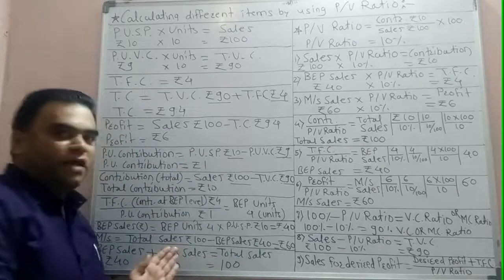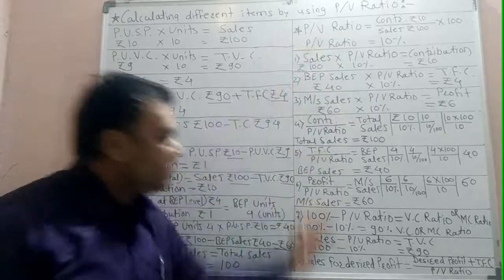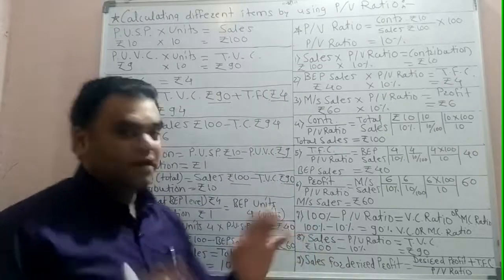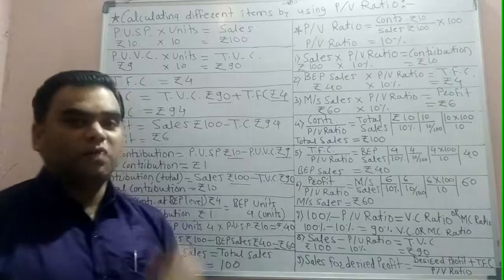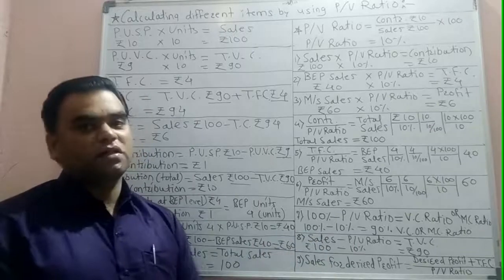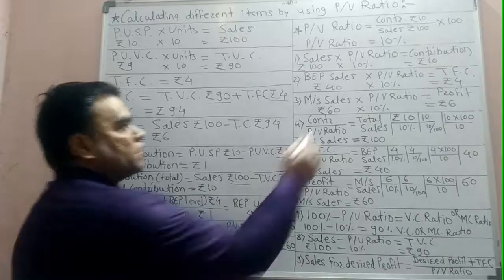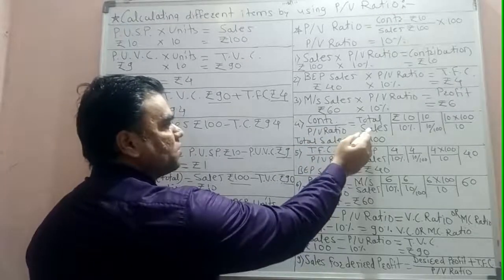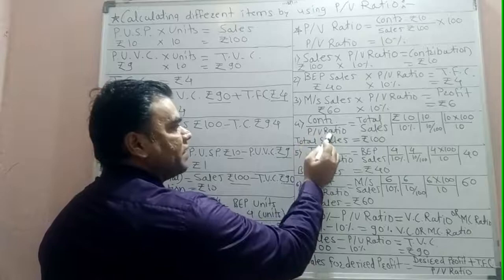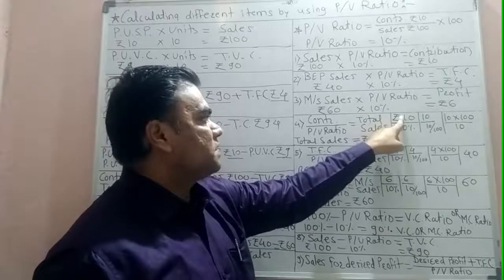Means the items we have calculated here, the same items we can calculate by using PV ratio. So these 9 formulas you must remember. By using these 9 formulas you can calculate 9 items, near about 90% of the items of marginal costing technique, and you can easily solve the problems. So now we are moving towards the fourth formula. Contribution upon PV ratio is equal to total sales, because contribution is 10% of sales. So if contribution is divided by 10%, then we will get the amount of total sales. You can see your contribution is rupees 10.